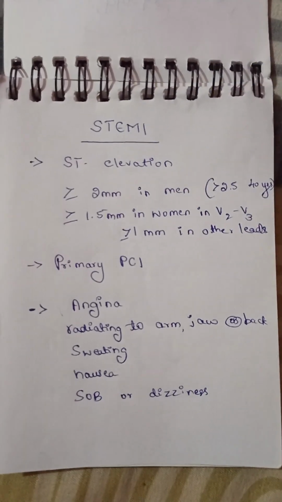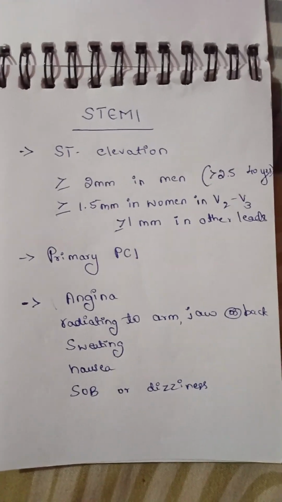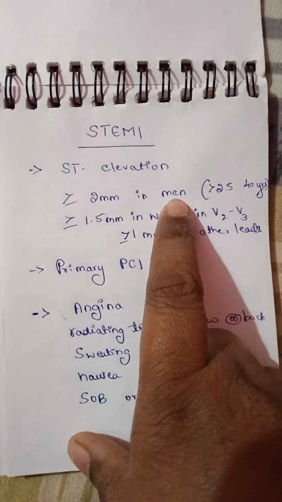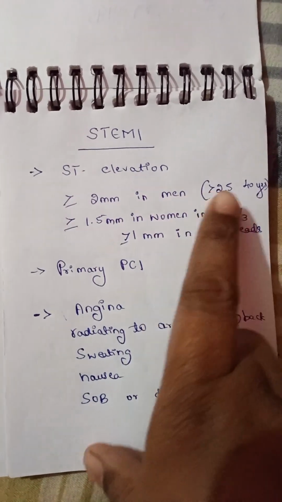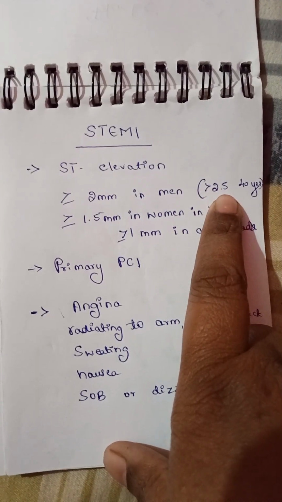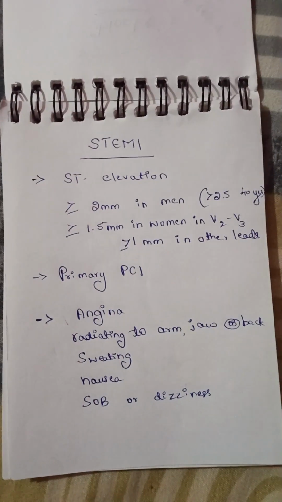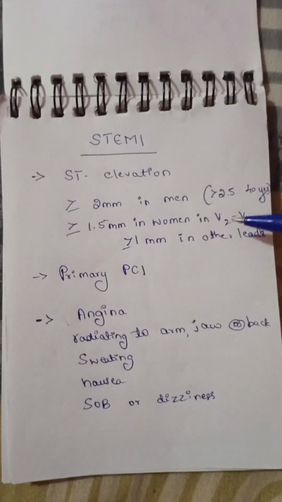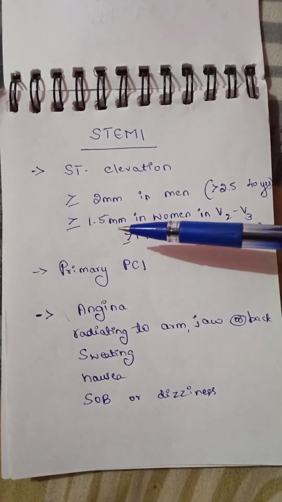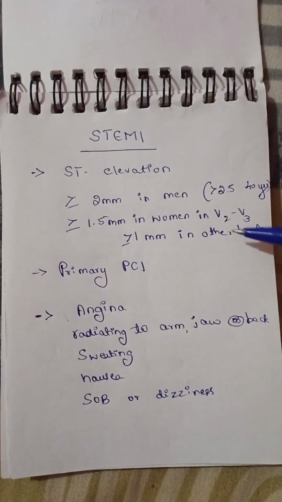The elevation. So in men who are below 40 years, the elevation should be more than or equal to 2 millimeter. But in case of men who are above 40 years, it should be more than or equal to 2.5 millimeter. And in case of women, it should be more than or equal to 1.5 millimeter in lead V2 and V3. And in other leads, it should be more than or equal to 1 millimeter.